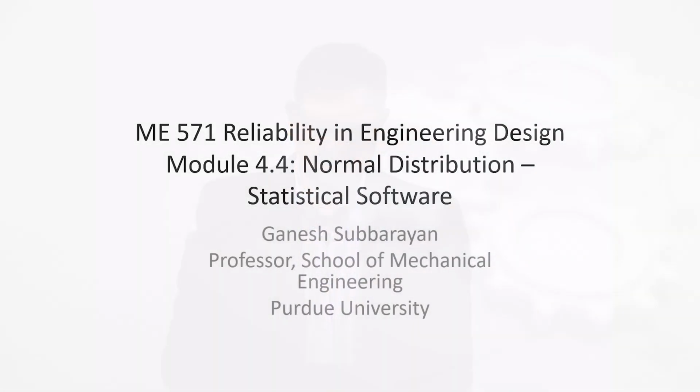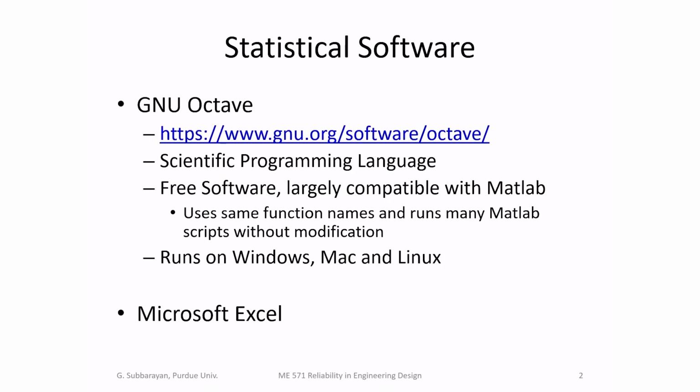Now, this is a good opportunity for us to introduce software that we will be using for this course for the rest of the semester. In Module 4.4, in the context of normal distribution, I will introduce statistical software. There are two software that we could potentially use, but I would primarily use one of the two because that's much more convenient. The two are GNU Octave, which will be our primary software, and Microsoft Excel.